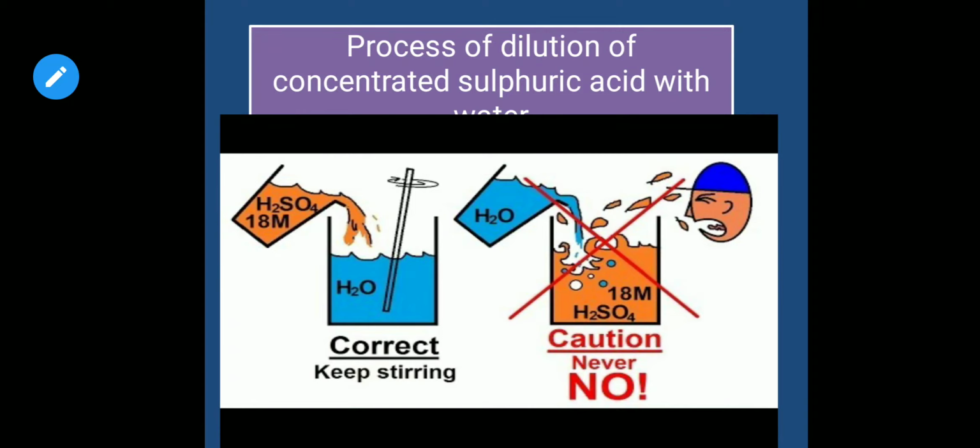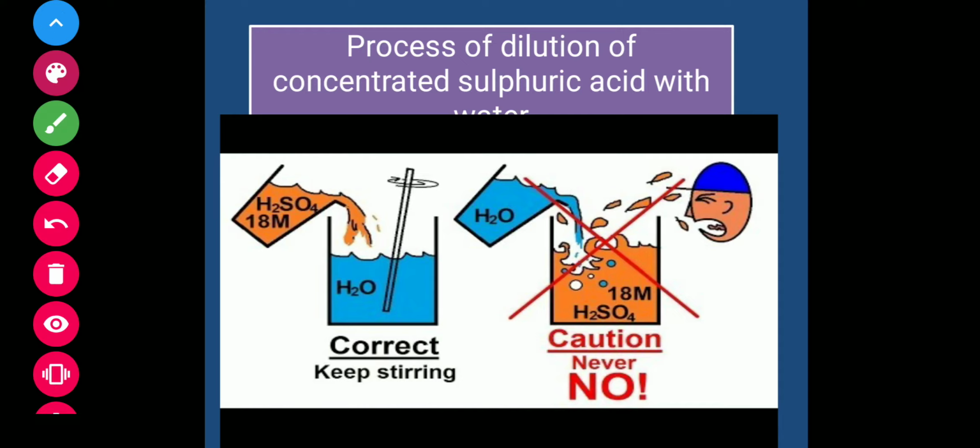Now we'll see the process of dilution of concentrated sulfuric acid with water. How is sulfuric acid diluted? What is the correct method to dilute sulfuric acid? In the process of dilution of concentrated sulfuric acid with water, a large amount of heat is liberated. As a result, water gets evaporated instantaneously if it is poured into the concentrated sulfuric acid, which may cause an accident.